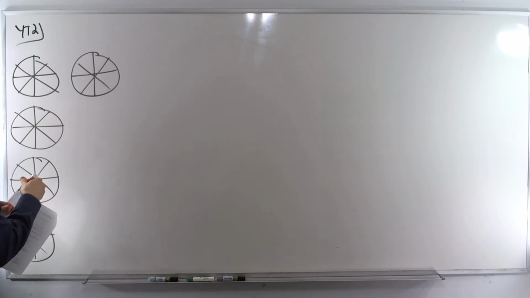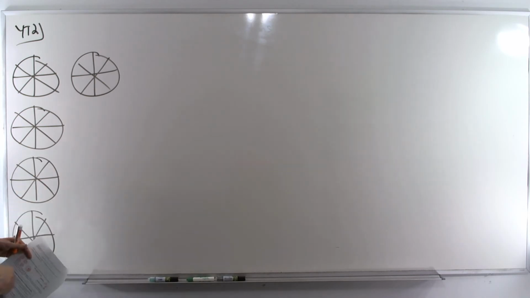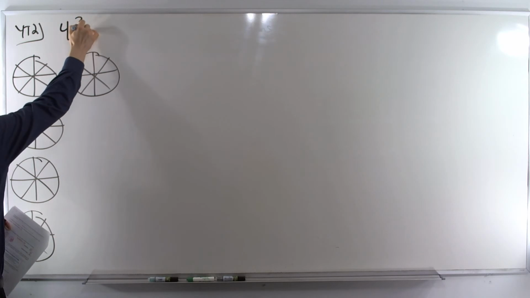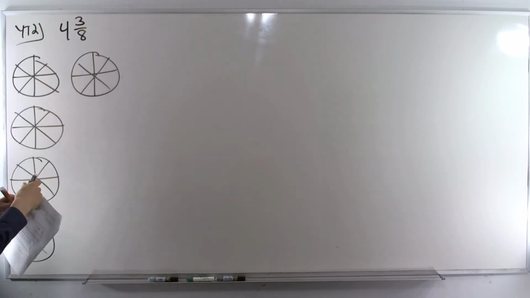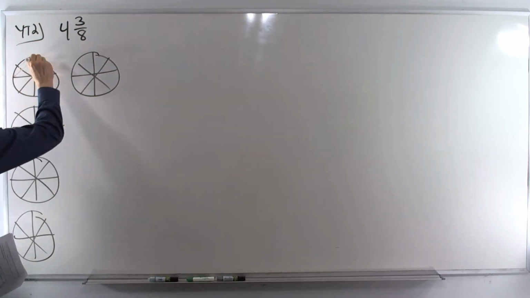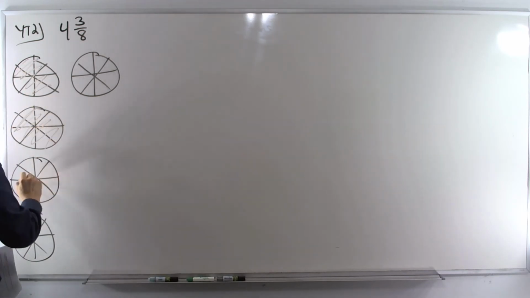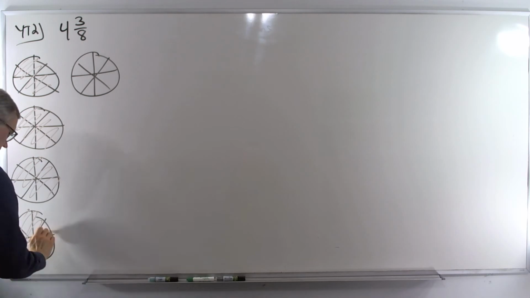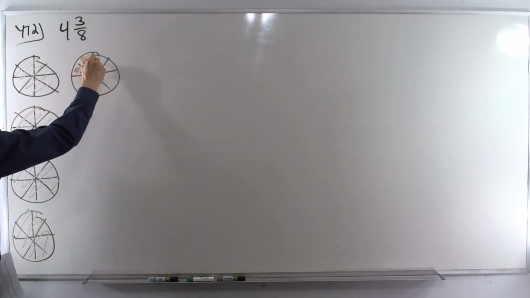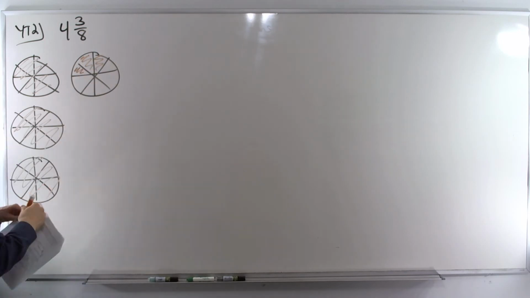Now the fraction is 3/8. So that means there are 8 pieces in each pizza. We've got 4 complete pizzas. So these are all good here. And then we got 3 on this one. 1, 2, 3.